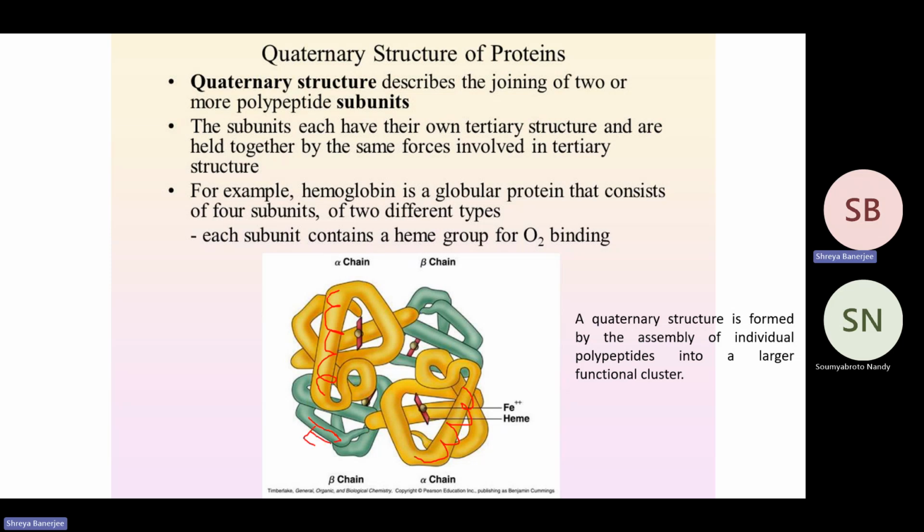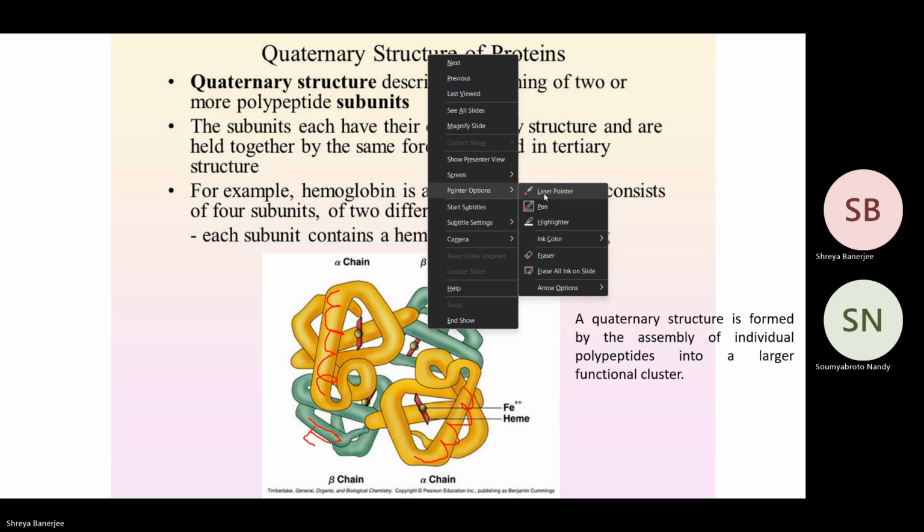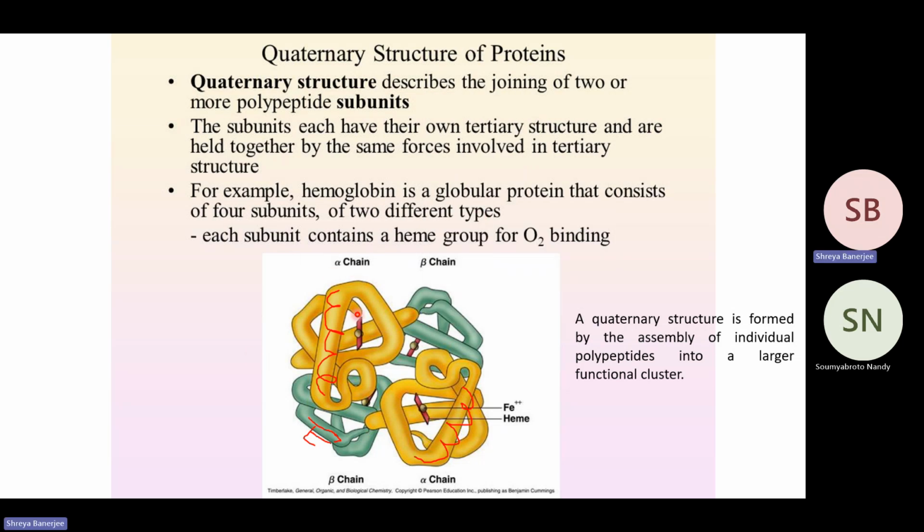So you have different units of the protein, and when they are held together by non-covalent interactions, that forms the quaternary structure. You can imagine there are four tertiary structures, two orange and two blue. Each of these is one tertiary structure. And when multiple tertiary structures are held together by non-covalent interactions, that forms a quaternary structure. So this is the highest level of organization in proteins.